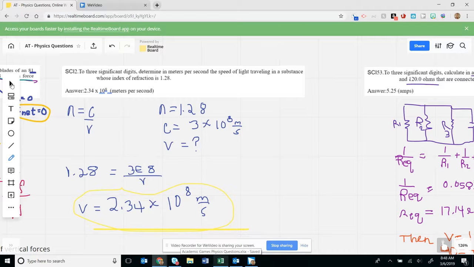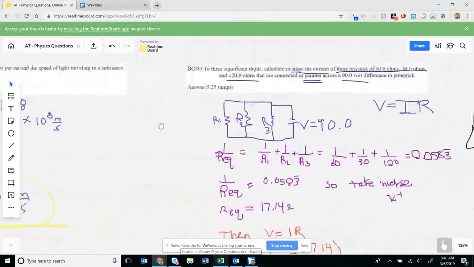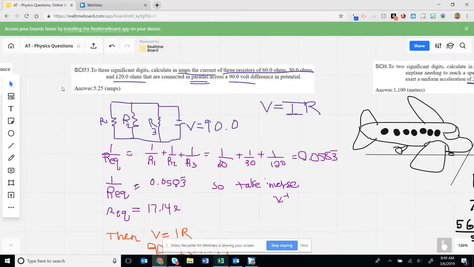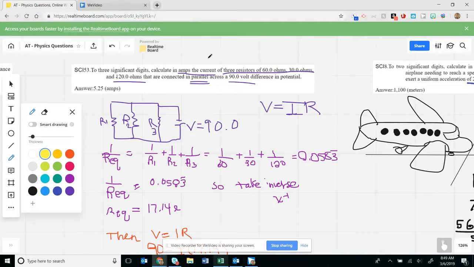All right, we'll keep moving on. And the next one is electric circuit. So with this one, it says to 3 significant digits, calculate the amps, in amps, the current. So current is a capital I variable of 3 resistors, resistor 1, resistor 2, and resistor 3 that are connected in parallel. And then, of course, a potential difference is a battery, so we know that voltage.